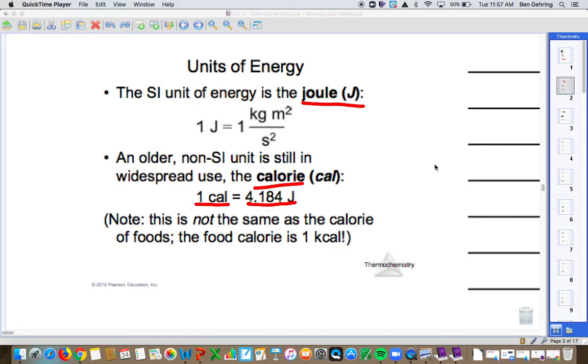And be careful here, this calorie is not the same as the food calories that we eat and consume and people worry about. A food calorie is 1,000 of these. So 1,000 calories equals what we call either a kilocalorie, or we use a capital C Calorie. And those are all the same. So 1,000 little c calories, or regular calories, is equal to a kilocalorie, which is a big C Calorie. That's our food calorie right there.